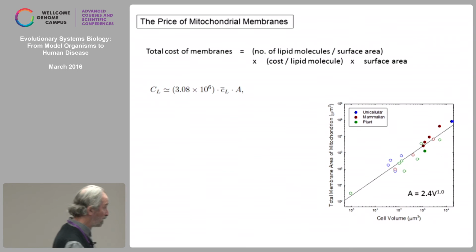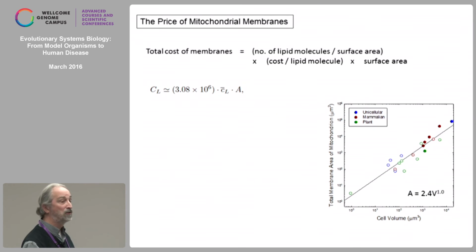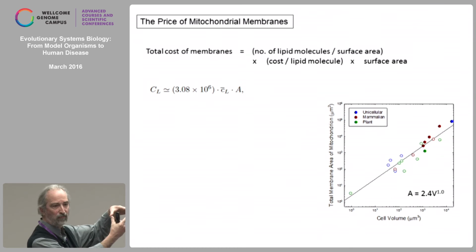And so we can calculate the price of mitochondrial membranes in the following way. The total cost of membranes in the mitochondrion is the number of lipid molecules per unit surface area in the mitochondrion. We know what this is because people have measured the head group area for lipids.